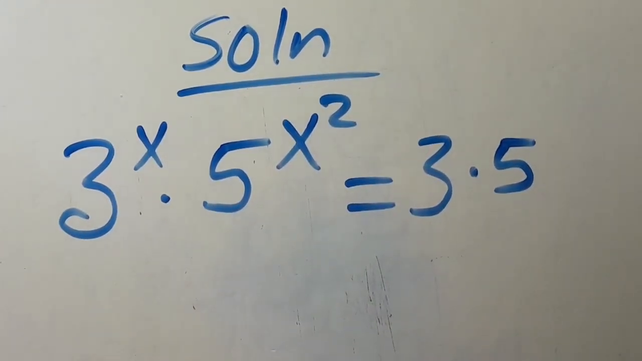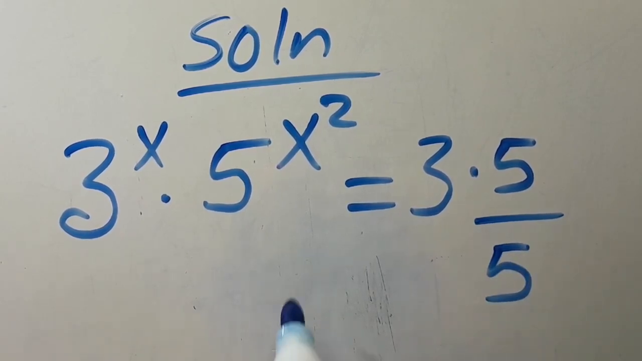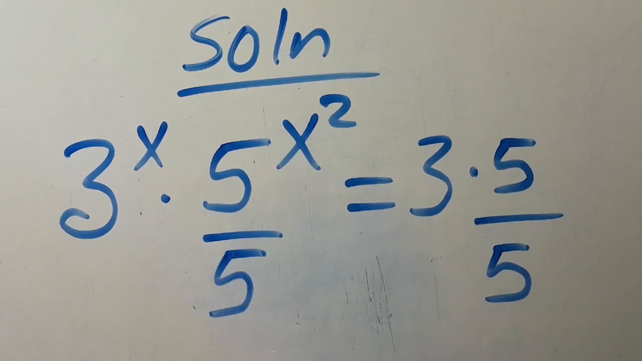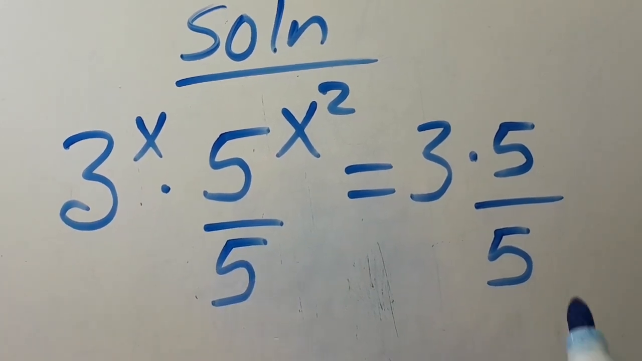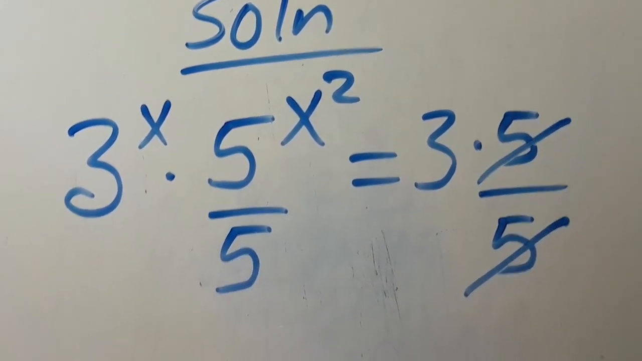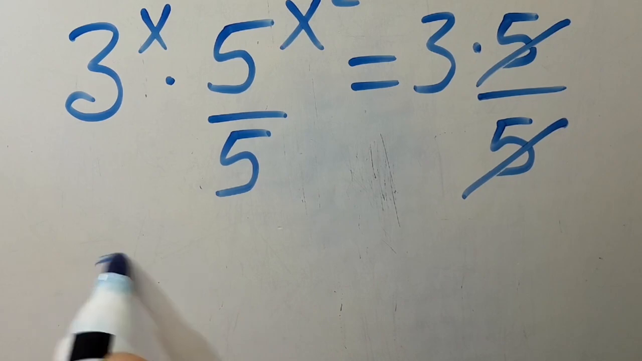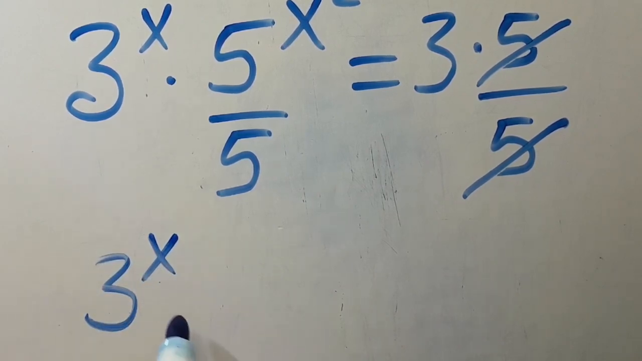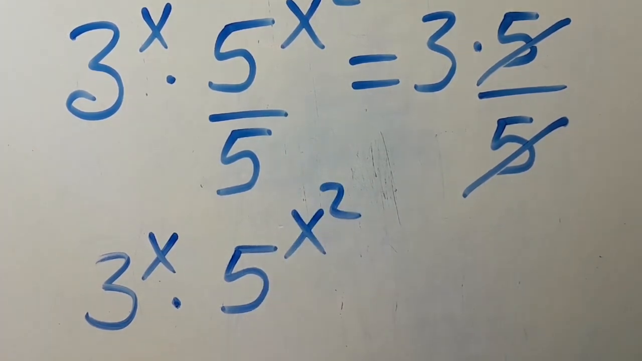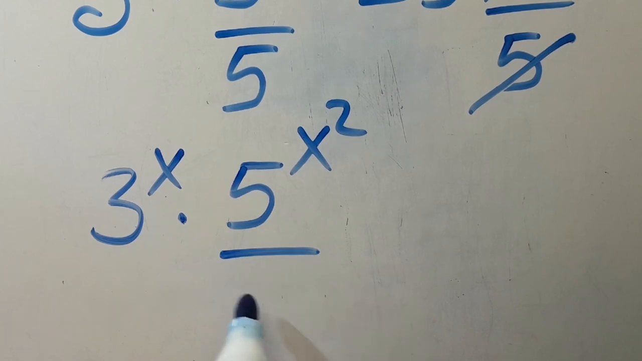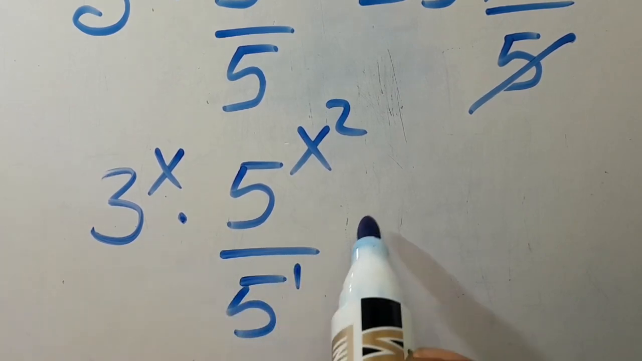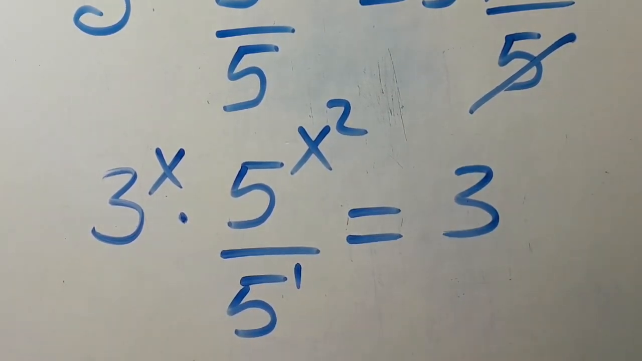Then from here, let's divide through by 5. It is obvious that this and this will cancel. So we are going to have 3 to the power of x multiplied by 5 to the power of x squared divided by 5 to the power of 1 equals 3.